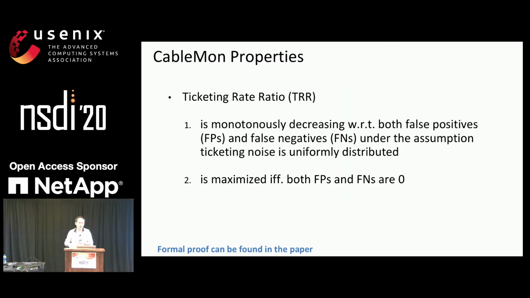To provide more intuition behind this approach, I provide 2 properties of the ticketing rate ratio. Firstly, it is monotonically decreasing with respect to both false positives and false negatives. And secondly, it is maximized if and only if both the false positives and false negatives are 0. And we have a formal proof in the paper besides this intuition.